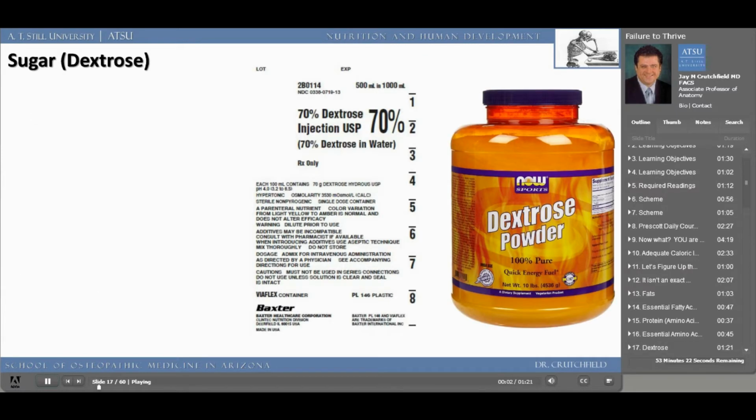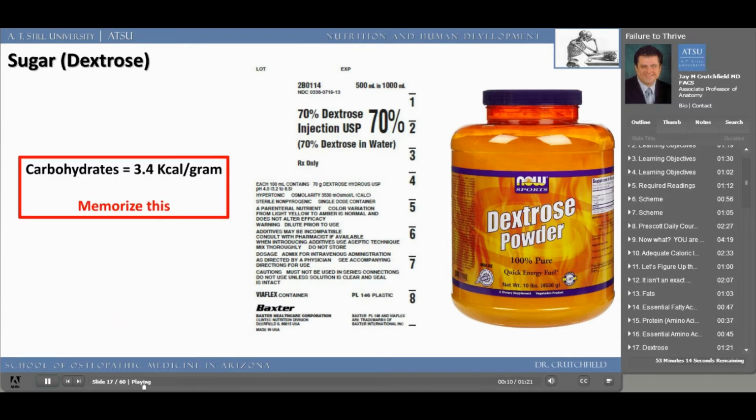So we know that fat provides 9 kcals per gram, protein is 4 kcals per gram, and carbohydrates, or glucose, gives us 3.4 kcals per gram. You need to memorize this too. In the hospital, the pharmacist will make up the total parenteral nutrition admixture by using a solution of 70% dextrose and water. What's the difference between dextrose and glucose?